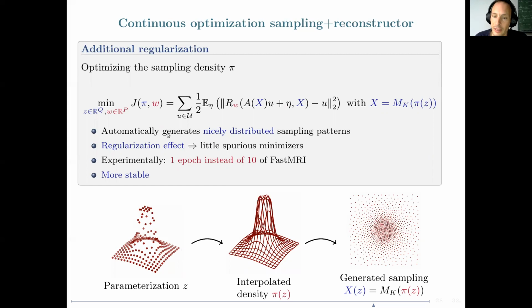And the nice thing is that it automatically generates nicely distributed sampling patterns, because you have this mapping MK. You have a regularization effect, because you are working over a smaller dimensional set. And experimentally, it really improves the convergence speed. We need about an epoch to obtain convergence, while you would typically need 10 on the fastMRI challenge if you didn't have this additional mapping.